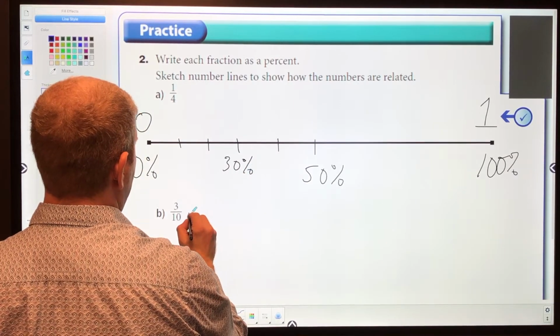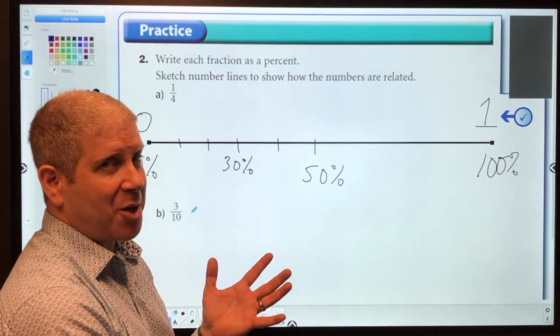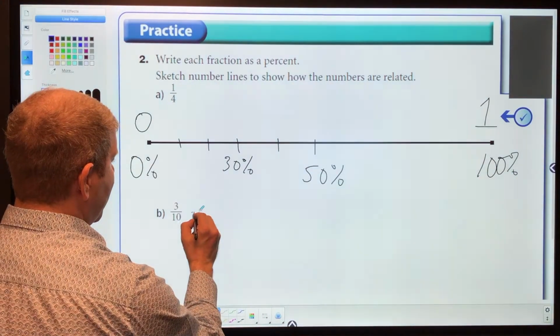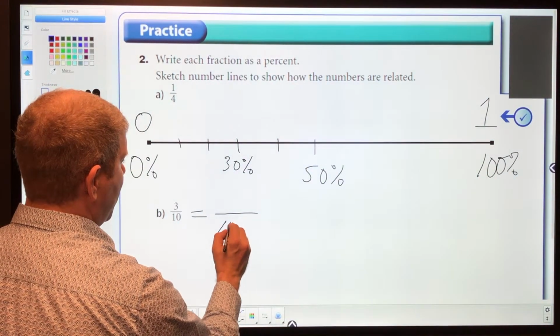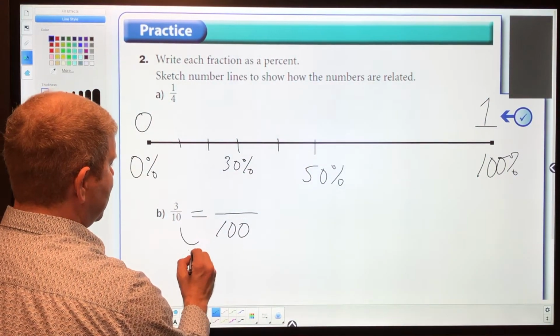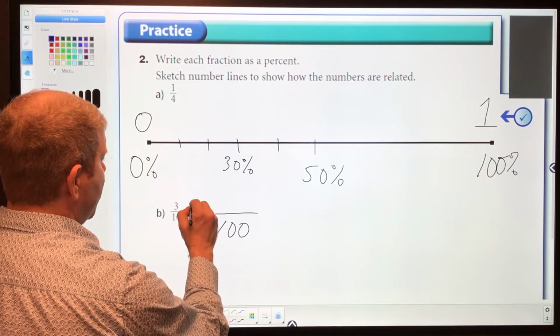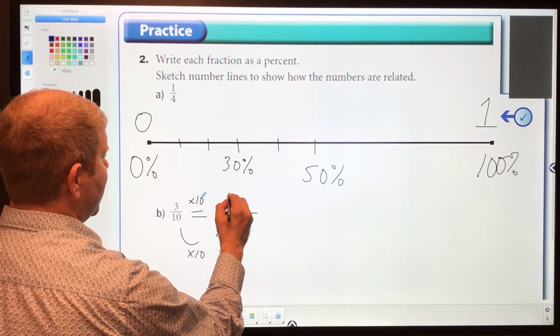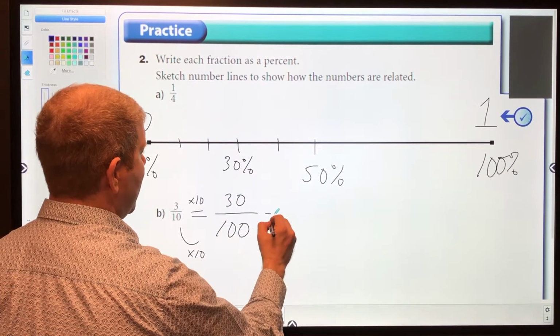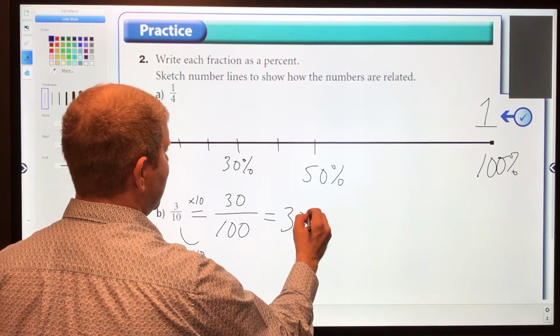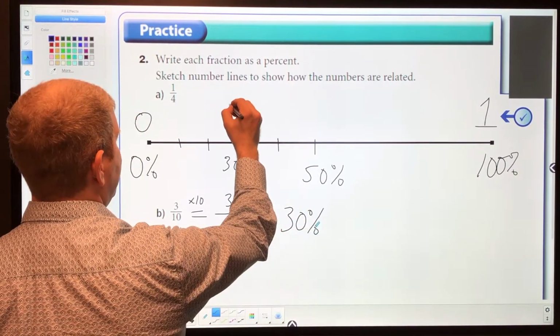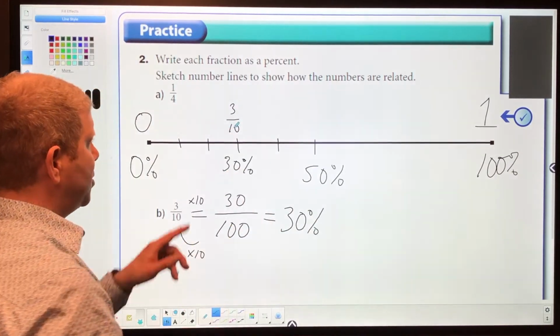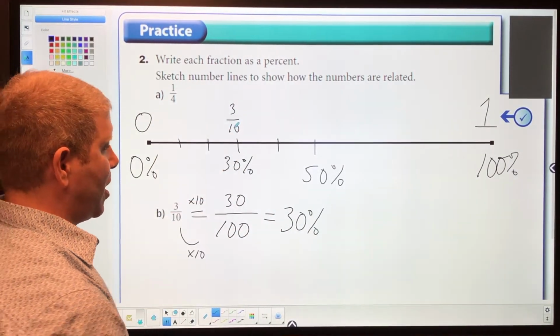So how do we know this is 30%? I kinda jumped the gun there. Basically, we're going to turn that into some number over 100. Well, 10 times 10 gives us 100. 3 times 10 will give us 30. So that's how we know that 3 over 10 is 30%. Okay, so 3 over 10 is equal to 30%, and that's how we show it on a number line.